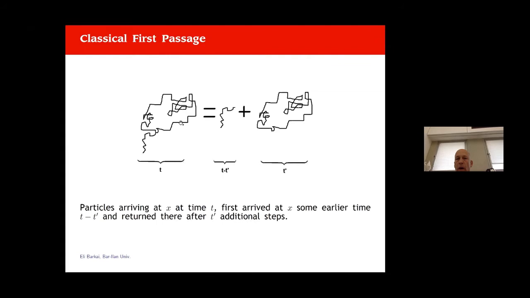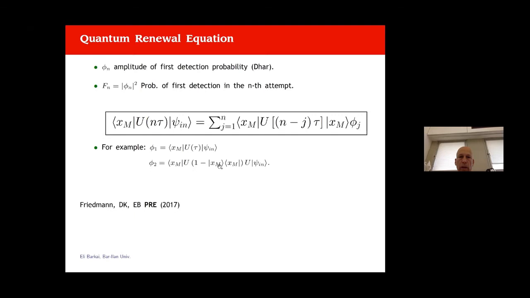So the bottom line here is that these two problems, the return problem and the Gaussian propagator, are related, and we could show that for the model under investigation, there is a similar relation. So first of all, in the quantum problem, there is a very key concept, which is similar to, I would say, the wave function in some sense, and this is phi n. It's the amplitude of the first detection.